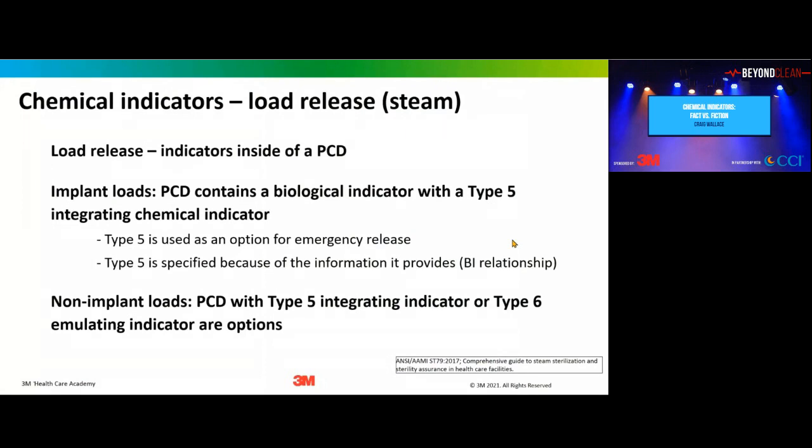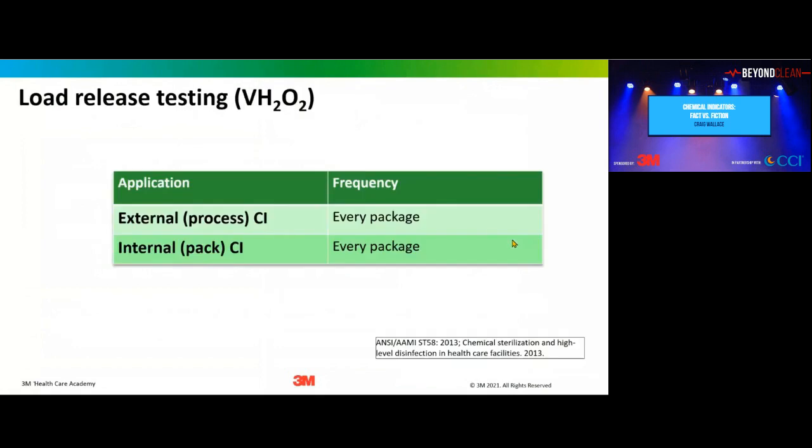So we jump over to ST58 and vaporized hydrogen peroxide. And here again, the external process chemical indicator is expected to be used on every package, and there needs to be a chemical indicator inside. This standard does not have requirements regarding load release with chemical indicators, and a lot of that's because the ISO standard does not define type 5 and type 6 indicators for hydrogen peroxide. It's just a different process and a bit more complicated, and they just don't exist.